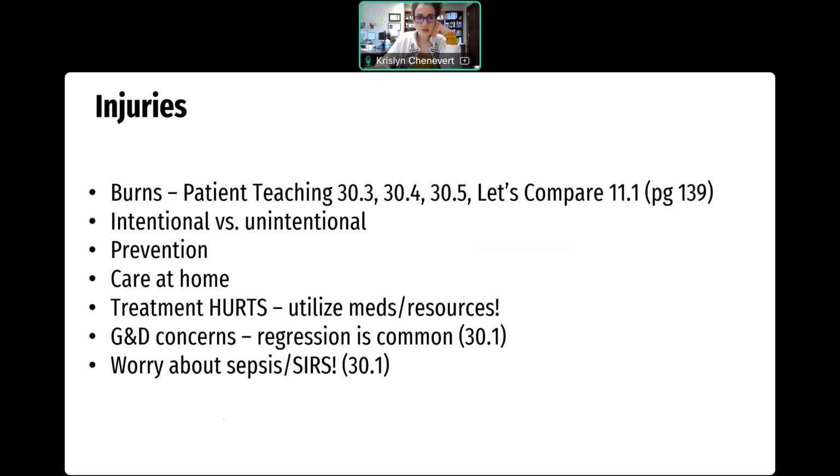And then widespread burns can also lead to sepsis, which we'll talk about, and infection and immune issues, just because of that breach in skin integrity, right? Bacteria can get in. And then also SIRS, which is systemic inflammatory response syndrome, which you're going to learn more about in fourth level. But just realize that that is something that we can see and we want to be aware of and monitor for.